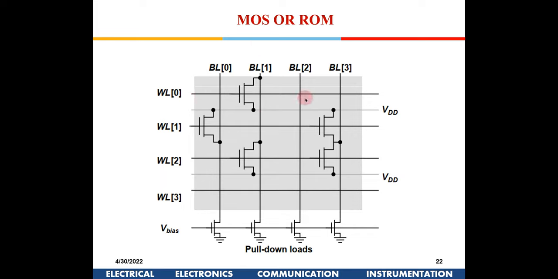Now all these bit lines have a very weak NMOS which is pulling them to zero. Normally these lines will remain zero, and any stray voltage which is available on this line will be pulled to zero. But they are very weak transistors. When I say weak, the W by L ratio will be very low. The length will be kept much higher as compared to the width. So they are weak transistors.